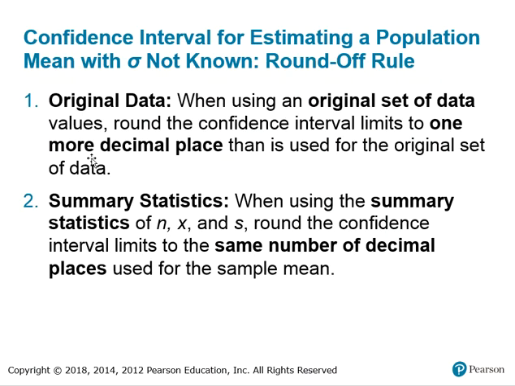If we need to round our answer, we need to make sure that we do it in the proper way. If we have the original data set, we're going to go one more decimal place than what's in the original data set. If we don't know it, then we're going to go with the same number of decimals that are in the actual summary statistics that were given.